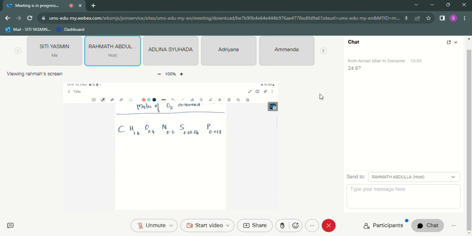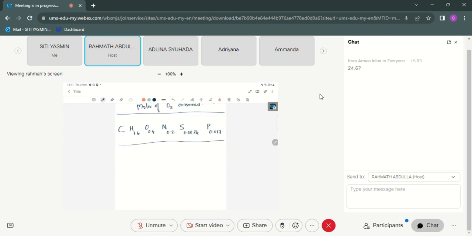Okay, so I want every one of you to first pay attention. I read the question. The elemental composition of dry biomass of a yeast species. So this is the yeast species. The elemental composition is given here. So this is it. You can see it on the screen. We have carbon, hydrogen, oxygen, nitrogen, sulfur, and also phosphorus.